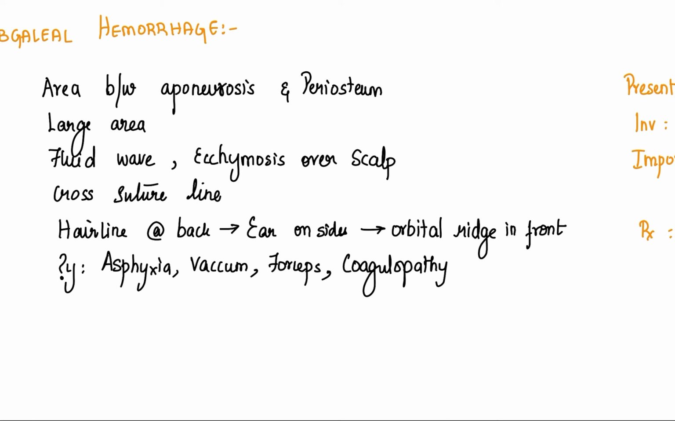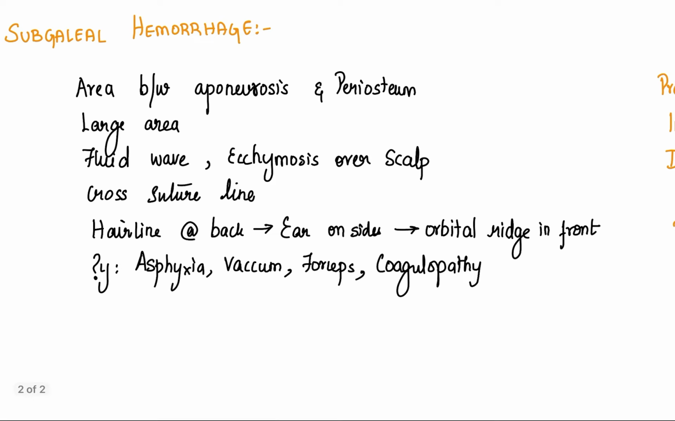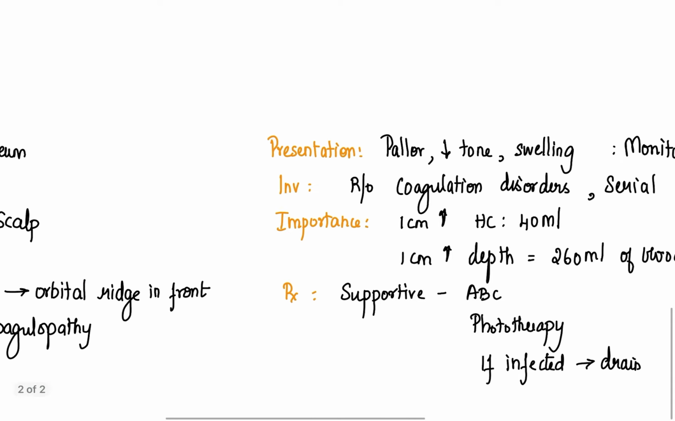So this is the area between the aponeurosis and periosteum, which is a huge area, and when you have fluid collection, you press over it, you can see a fluid wave because it's all one continuous space, and there will be more ecchymosis over the scalp in subgaleal hemorrhage compared to that of cephalhematoma. It crosses the suture line, it extends from the orbital ridge in front to the ear on the sides to the hairline at the back. It happens in babies with underlying coagulopathy, underlying injury, underlying asphyxia.